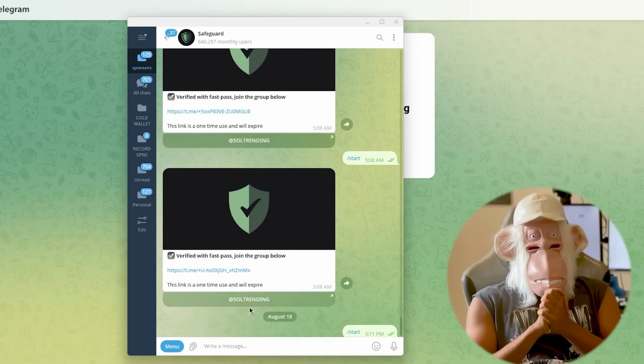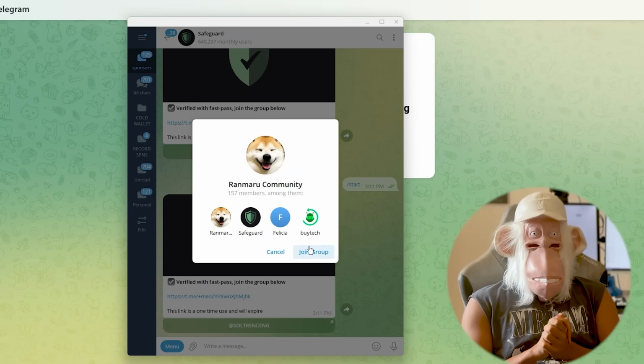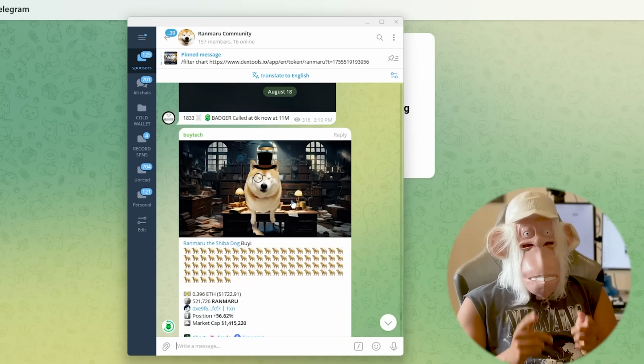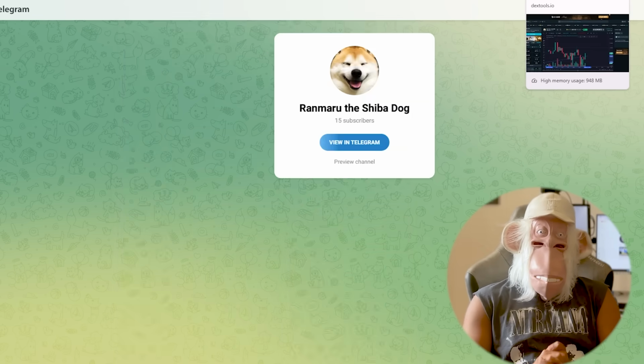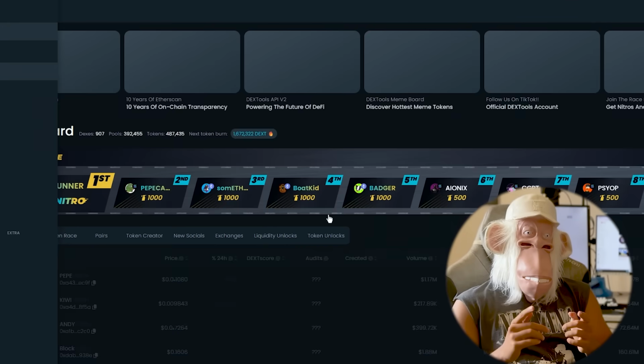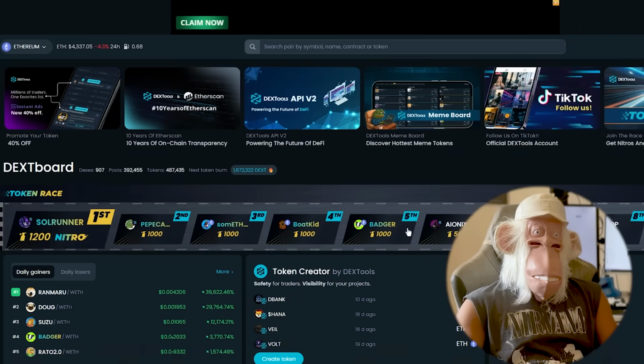Final tips. Remember, not every new token is a good investment. DEX Tools helps you discover them, but you must always do research. Check the team, roadmap, and if the project is solving a real problem. So that's how you can use DEX Tools to find good tokens step by step.